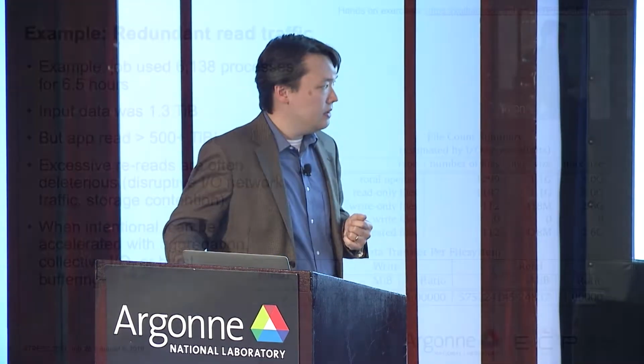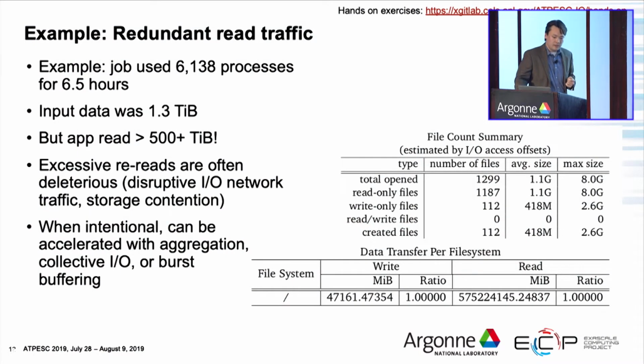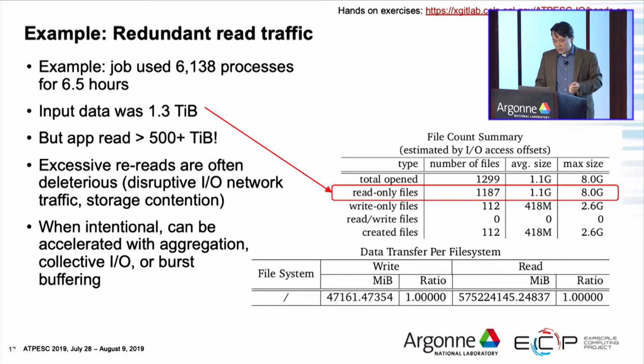Of a similar vein is redundant read traffic. So this is an interesting log where there was an input data set of 1.3 terabytes. This is a pretty big set of data that's being read in. And this is a 6,000 process job. So this is running pretty big, and it's using up quite a lot of resources. So the total input size we can infer from the Darshan log. So there's about 1,200 files. Each one's about a gigabyte, so 1.3 terabytes when you do the unit conversion.